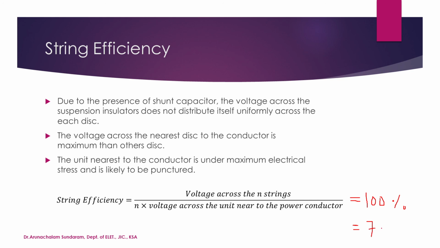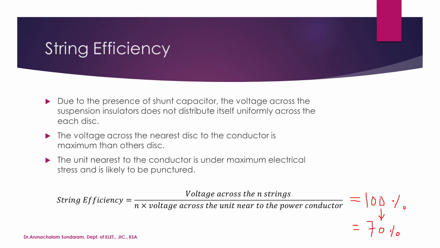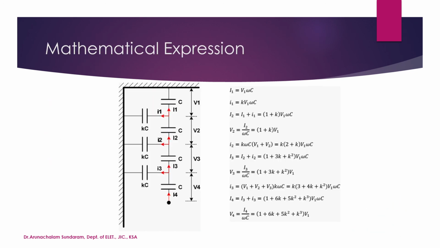So what do we have to do? We have to improve the string efficiency. There are several methods to improve the string efficiency. If you understand the reason for this decline, the decline is because of the presence of this shunt capacitor. So if you could take care of this shunt capacitor by grading or by some other means, the string efficiency can be improved.